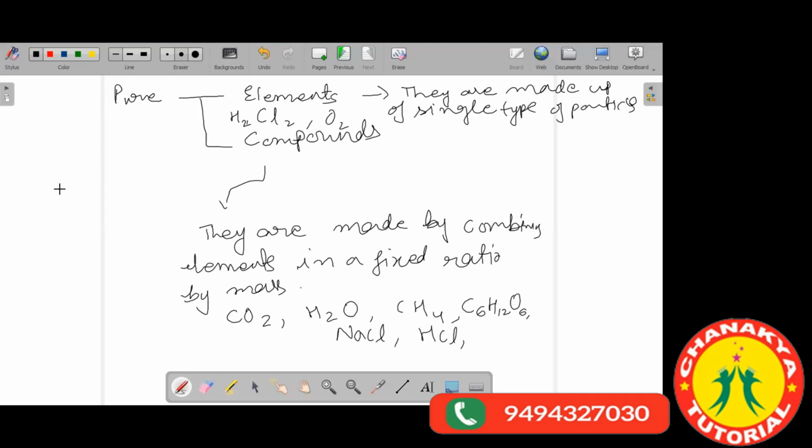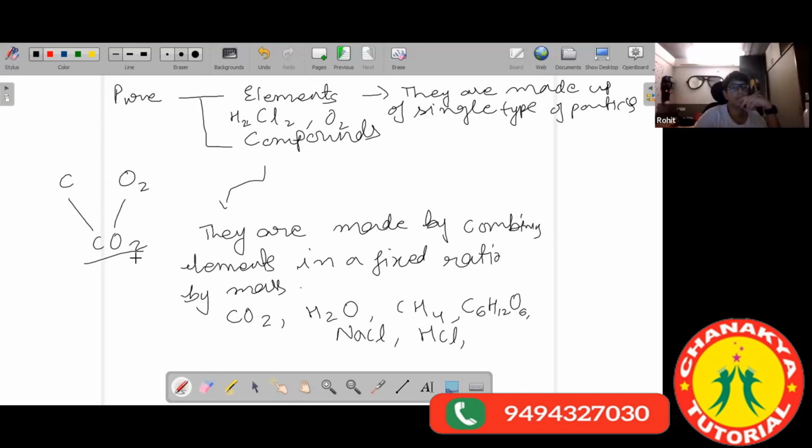For example, we can think of carbon and oxygen. See, carbon is a fuel, it burns. Oxygen is a supporter of combustion, and both of them, when combined in a fixed ratio, form carbon dioxide. Now, carbon dioxide is a gas and it has different properties. It extinguishes fire. It is not good for inhalation. Okay, sir. So the properties of the combining elements are changed. Got it? So the pure substances are divided under two categories, elements or compounds.